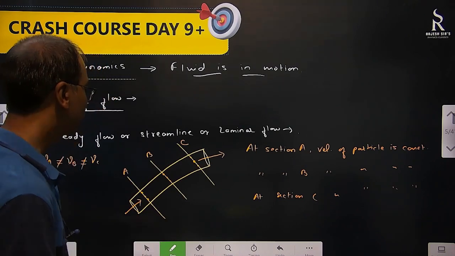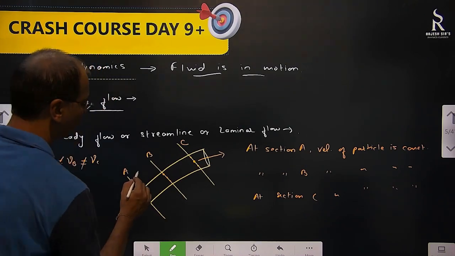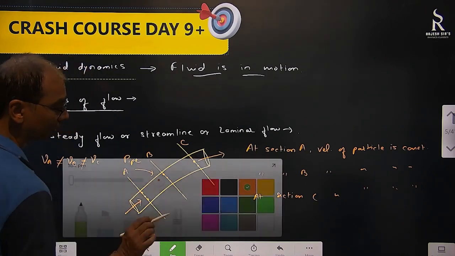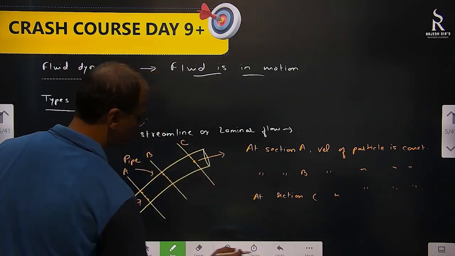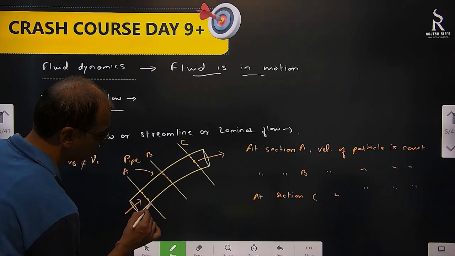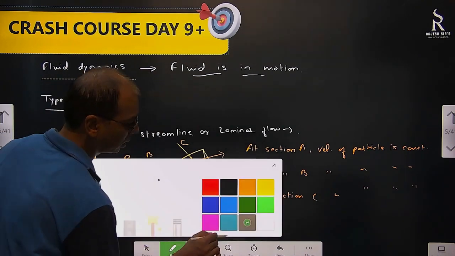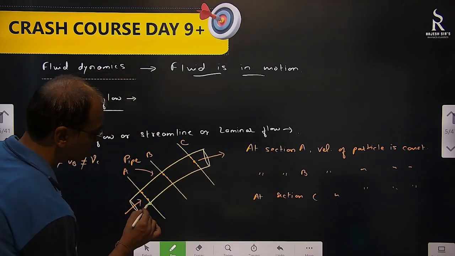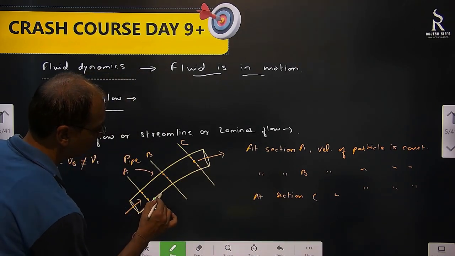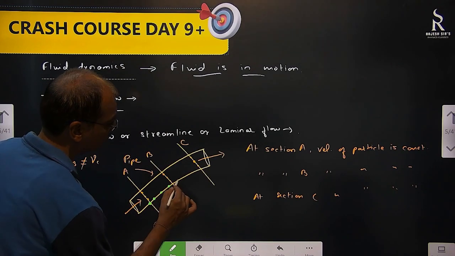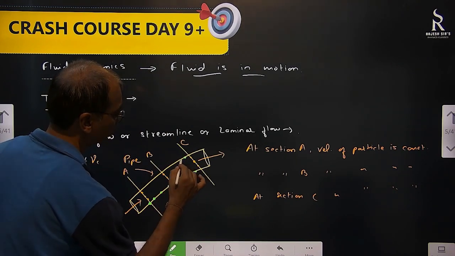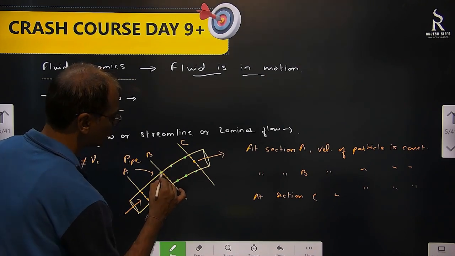Other than that, if suppose this is a pipe, some kind of a pipe, then in steady flow, the particles which are in contact with the pipe here, if I make it with a different color, these particles here which are in touch with the pipe, they are almost at rest, or you can say at rest, not almost, they are at rest.